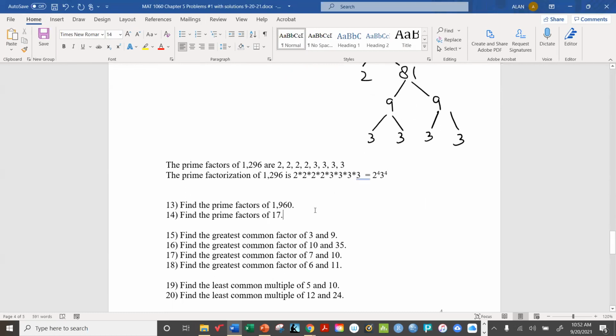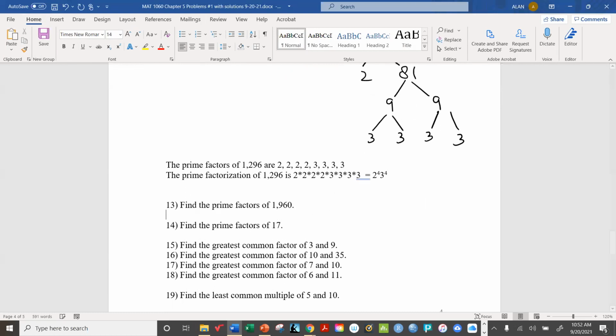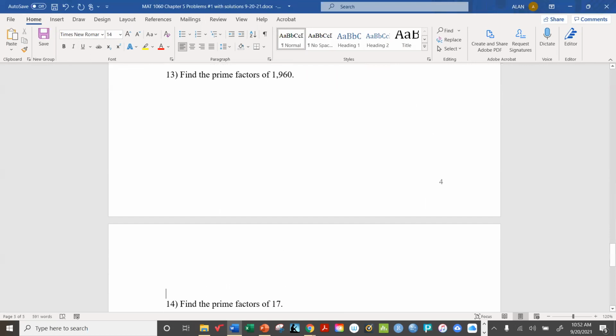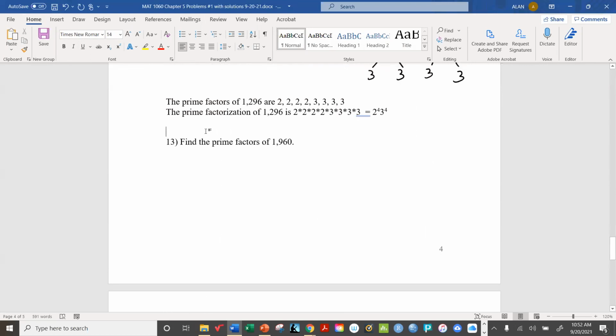Now, 1960, oh my God, we're going to have tons of factors for that one. In fact, I'm going to move this to a new page. I do not want to run out of room.